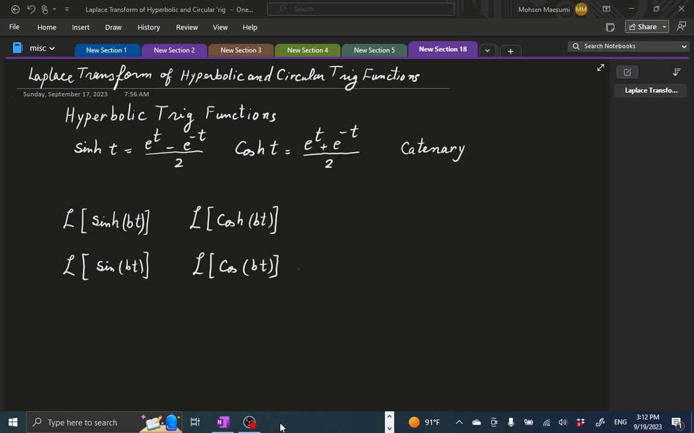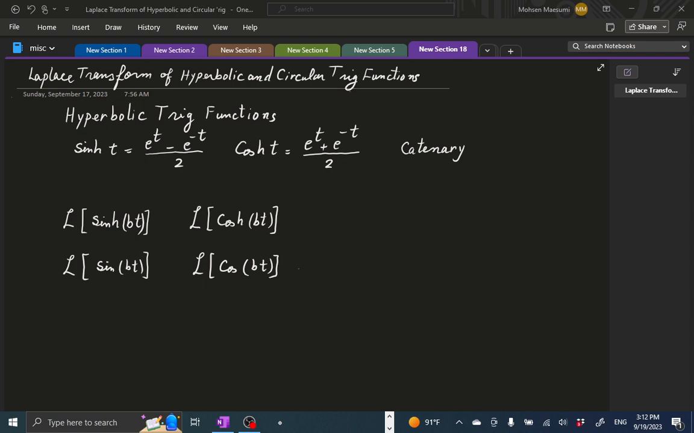Well, we have two functions that look a little bit like the regular trig functions, but they have an extra h in them. Sine hyperbolic of t is exponential of t minus exponential of minus t over 2, and cosine hyperbolic of t is exponential of t plus exponential of minus t over 2. The second of these is famous, and it's called the catenary curve.